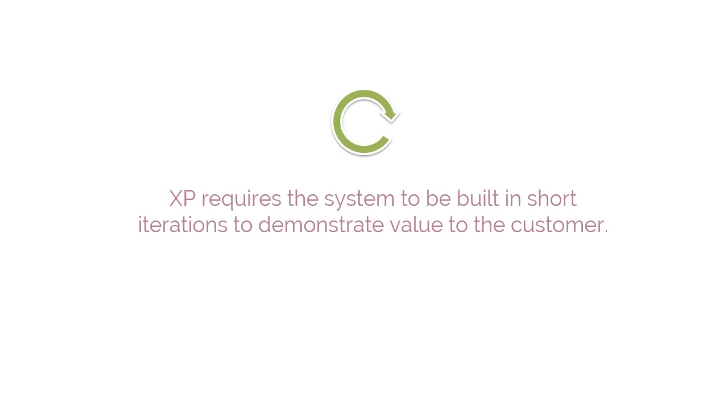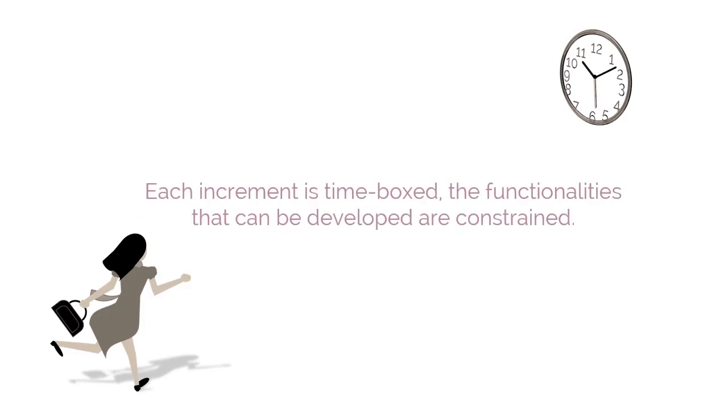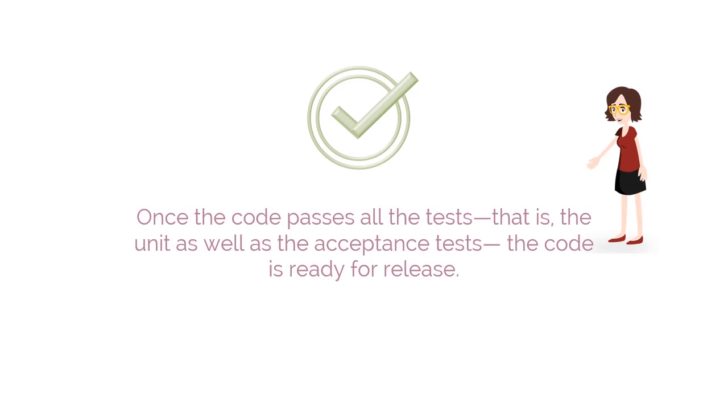The next business practice is regular release. XP requires the system to be built in short iterations to demonstrate value to the customer. Because each increment is time-boxed, generally ranging from 1 to 4 weeks, the functionalities that can be developed in this time frame are constrained. Once the code passes all the tests, that is, the unit as well as the acceptance tests, the code is ready for release.